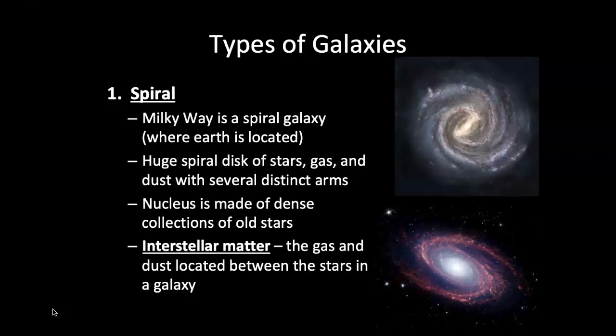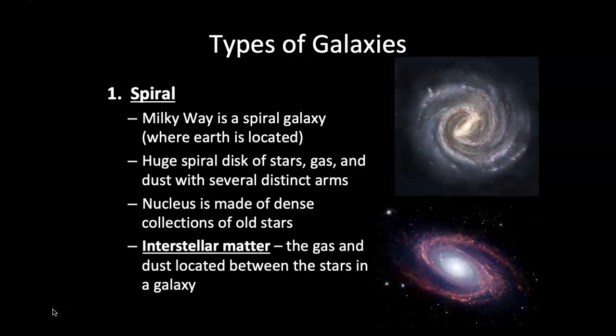There are three main types of galaxies. The first one is a spiral galaxy. The Milky Way, where Earth is located, is a spiral galaxy. It is classified as this because of the huge spiral disks of stars, gas, and dust that give it very distinct arms surrounding the center.